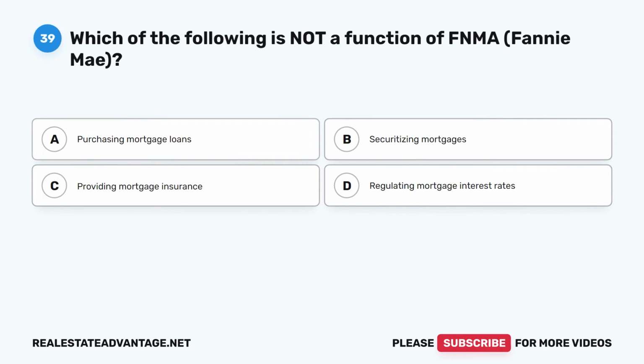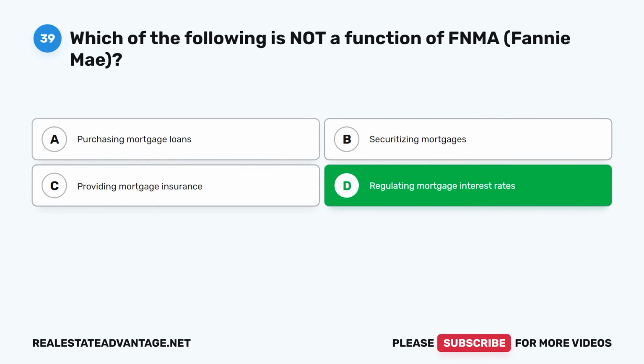Question 39. Which of the following is not a function of FNMA, Fannie Mae? A. Purchasing mortgage loans. B. Securitizing mortgages. C. Providing mortgage insurance. D. Regulating mortgage interest rates. The correct answer is D.